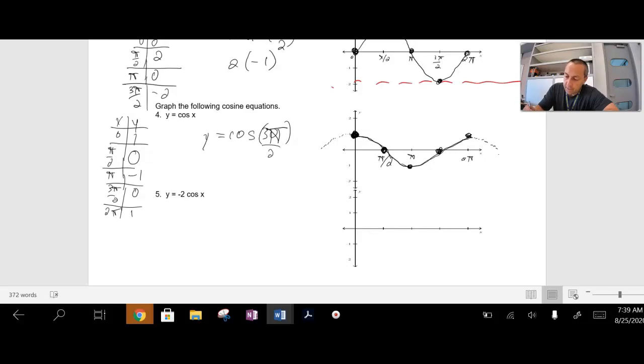So keep in mind, this had a coefficient of 1. That's why we only went as high as 1 and as low as -1. We have a coefficient for x of 1. And that's why we still finished in this 2 pi.